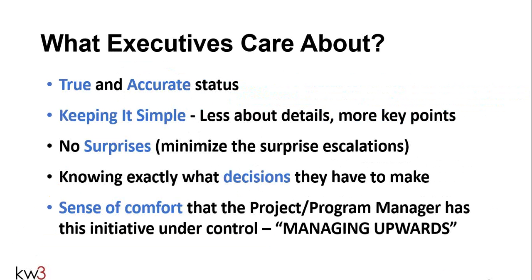Ultimately, if we take a step back from it all, what senior executives want is a sense of comfort that the project and program manager, the PM, really has this complex initiative, this program, this project, under control. The nuts and bolts of executive status reporting is about managing upwards, making sure we are giving the right information, with the right level of detail, the right content, and the right view, such that executives feel very comfortable with where the project is at, whether or not it's in red, yellow, or green, because we're giving them all the pertinent details.